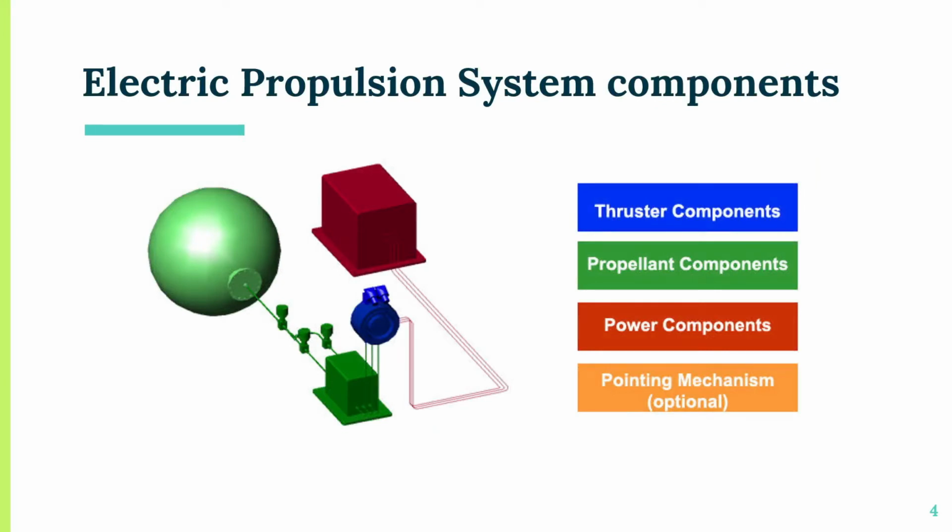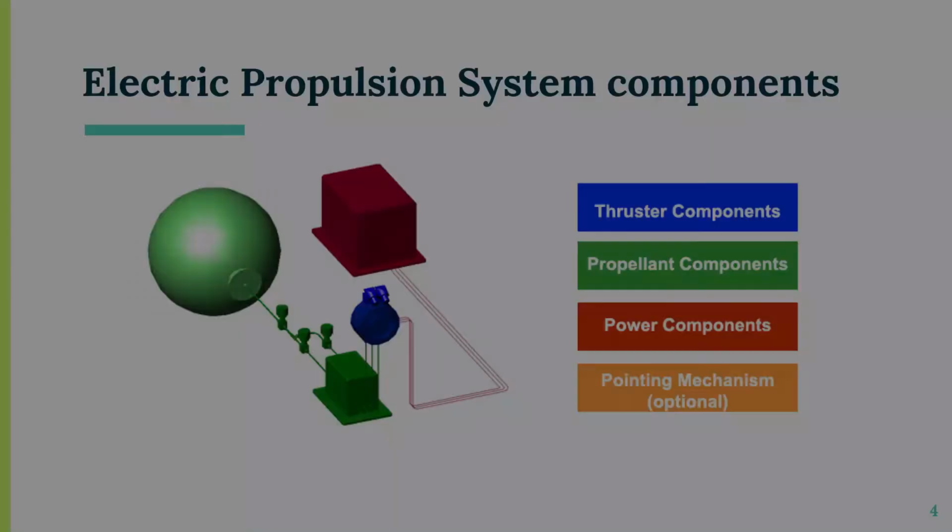This block diagram shows the different components that electric propulsion has. The green one shows the propellant component. The blue is for the thruster component. Red is used for the power component, and after the power component we have the pointing mechanism to direct the thrust from the system.